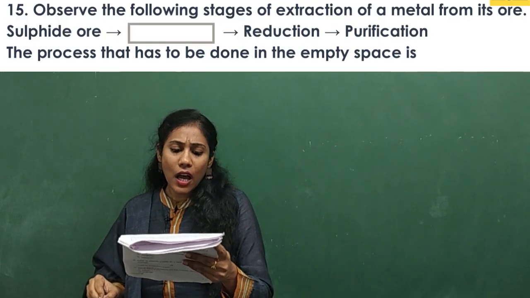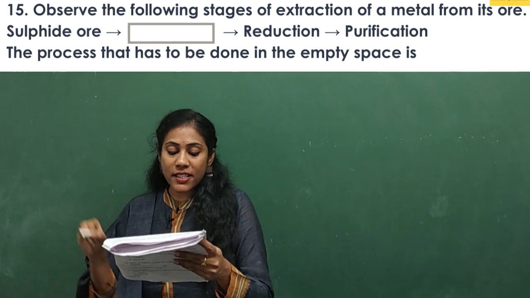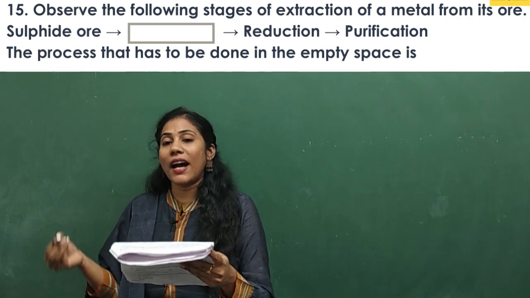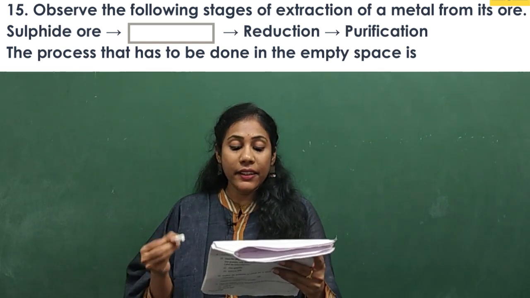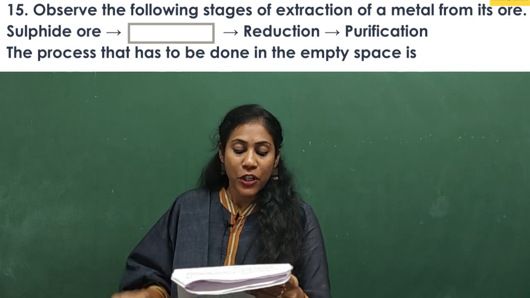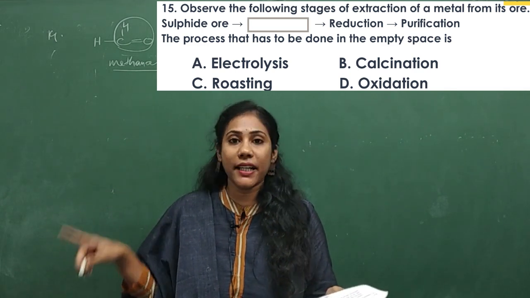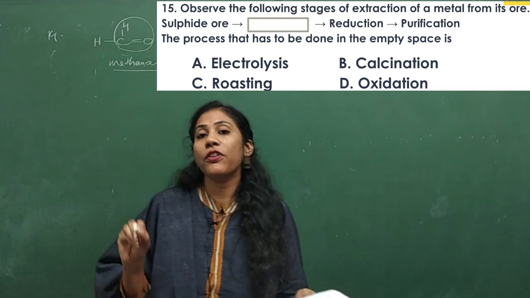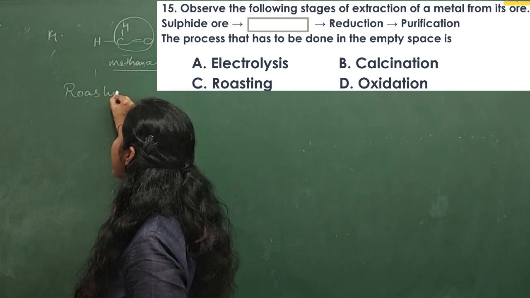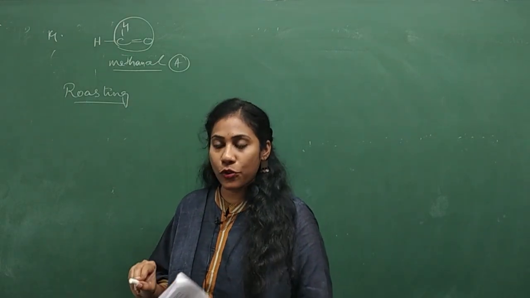15th question. Observe the following stages of extraction of a metal from its ore. Sulphide ore, and then there is a box given. That means you have to write what process it is. After that process, you do reduction. After reduction, you get the metal, and that metal you purify in purification. The process has to be written in the empty box. So sulphide ore, we will convert into oxide form. Only then we will perform reduction. What is the process called for the conversion of sulphide ore into oxide form? That is roasting. So roasting is the answer. Sulphide ore is converted into oxide form by the process called roasting.